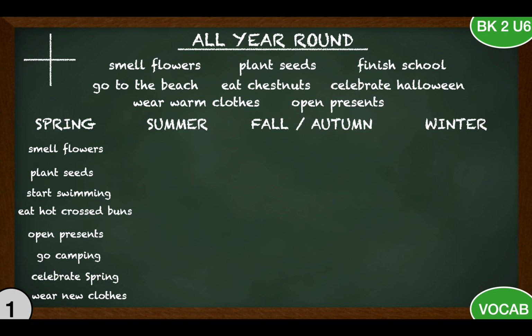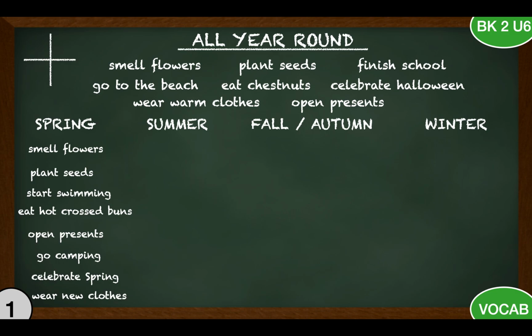Now, as you can see, I've got my verbs over here. Smell, plant, okay? Go is pretty easy. Now, I'm not going to go to the beach in the spring. I'm going to go camping. So go to the beach, go camping. Celebrate spring. You can do whatever you want in the spring. Here, I'm not going to celebrate Halloween, obviously. So I want to make sure that I'm able to extend some of my students' knowledge with regards to the seasons, and in this particular unit for Book 2, I'm allowing them to recycle some of their knowledge, and I'm going to extend some of their language.